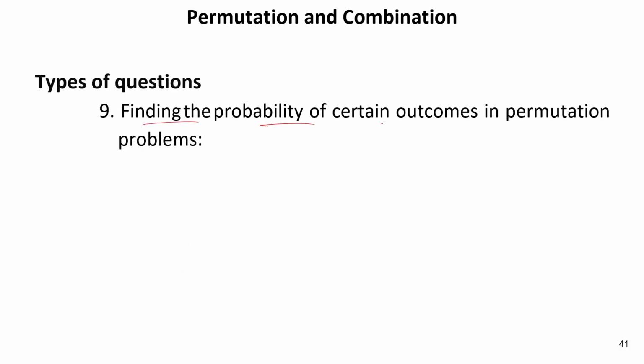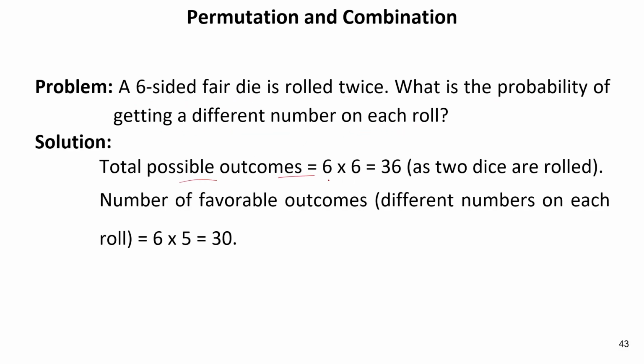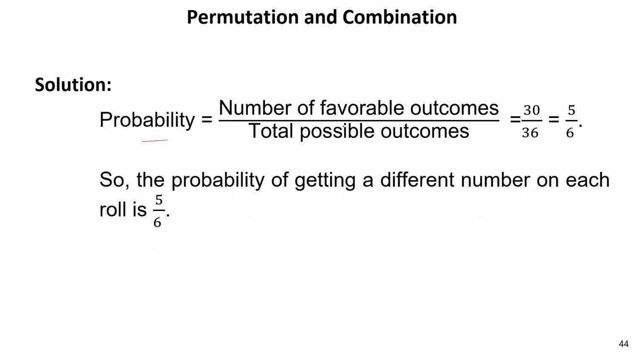Finding the probability of certain outcomes in permutation problems. A 6-sided fair die is rolled twice. What is the probability of getting a different number on each roll? Total possible outcomes is 6 into 6, which is 36, as 2 dice are rolled. The number of favorable outcomes, that is a different number on each roll, is 6 into 5, which is 30. So probability is the number of favorable outcomes by total possible outcomes, 30 by 36, which is equal to 5 by 6.